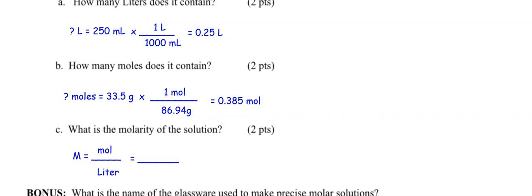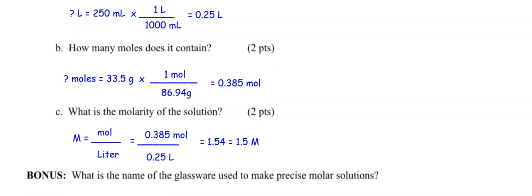I have 0.385 moles. How many liters do I have? I just figured that up here. I have 0.25 liters. So when I divide, this is what I got, but my calculator gave me 3 sig figs, but because of my liters, I only need 2 sig figs. So I did not round it. I just made it 1.5 molarity.